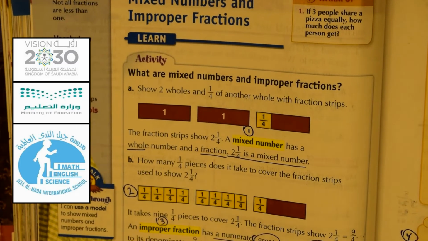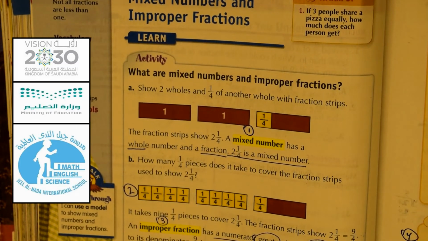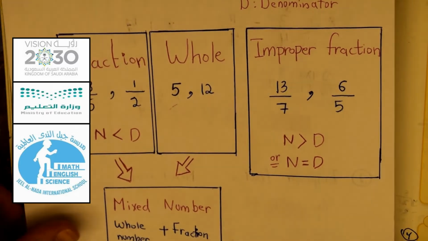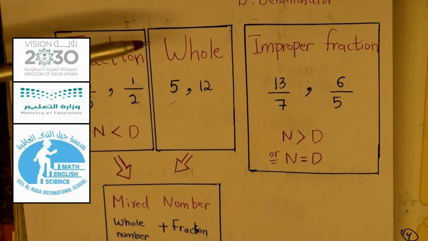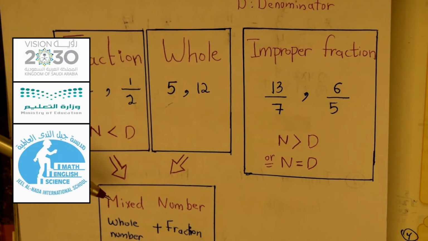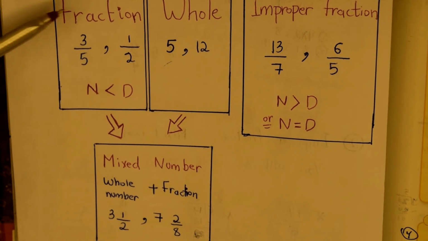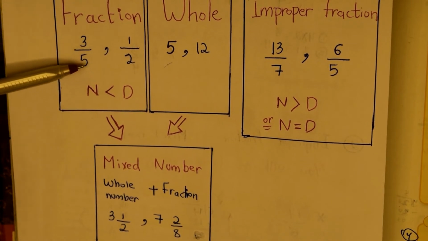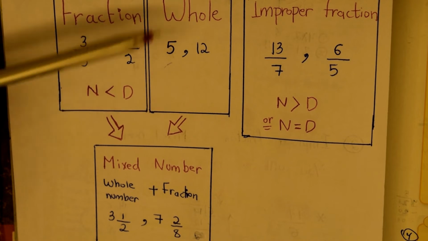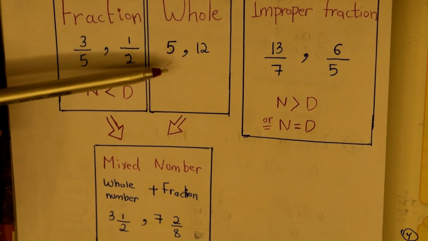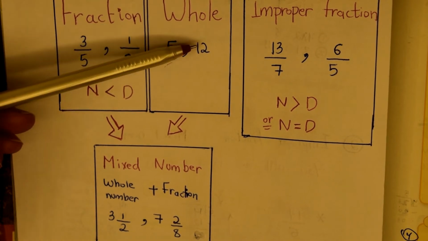Good morning, grade 3. Today we will take lesson 10, mixed numbers and improper fractions. Here we have fraction, whole, improper fraction and mixed number. So the fraction here, I have numerator and denominator. The numerator is smaller than the denominator. Here for the whole, I have a whole number like 5 and 12.